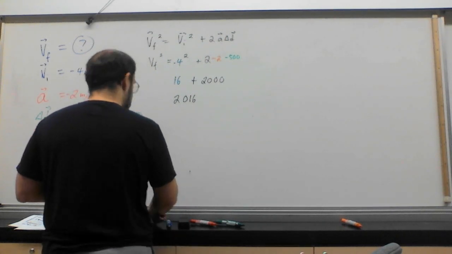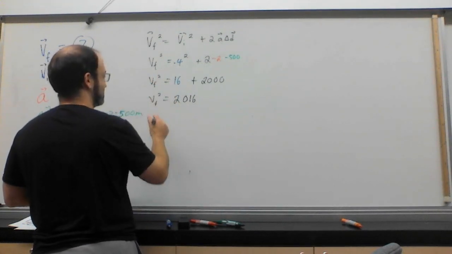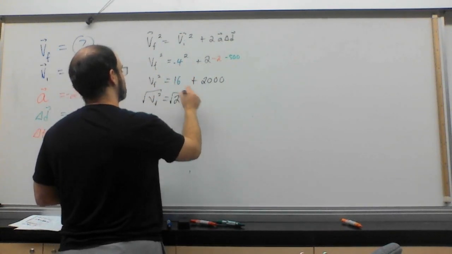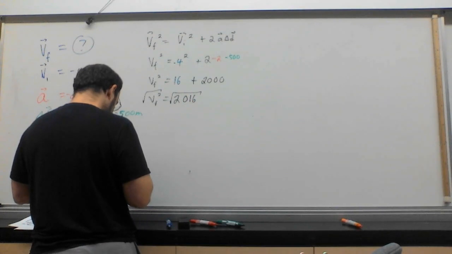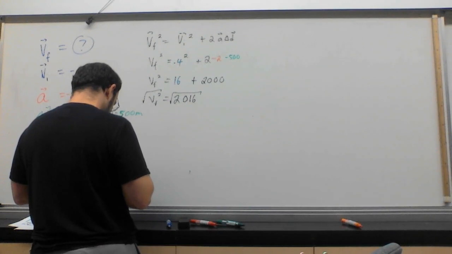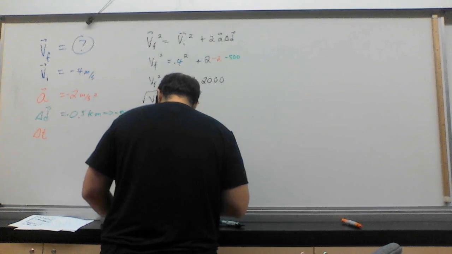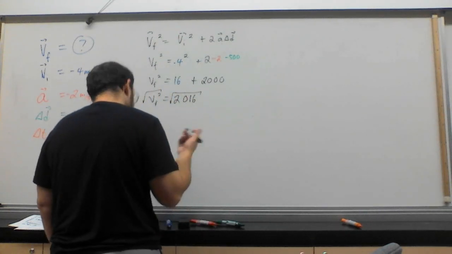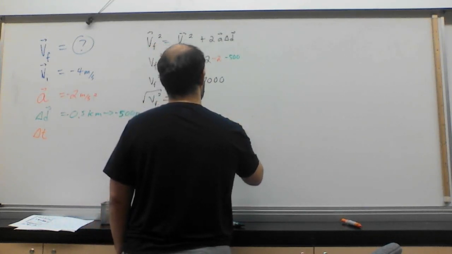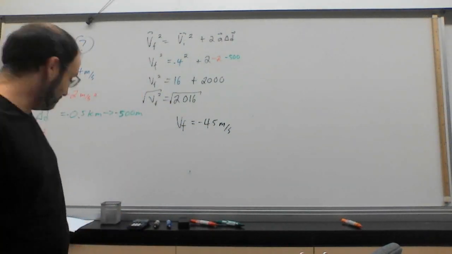Yep, looks good. Now, usually a student will get to this point and they'll go, all right, I must be done. You're not, because there's a square here. I want VF, not VF squared. So I'm going to square root both sides. So square root, where is that on this calculator? There it is. And I'm going to get that it should be about 44.9, 45. We'll say it's 45. So the final velocity here is 45 meters per second down. And there we go. That should be the answer.